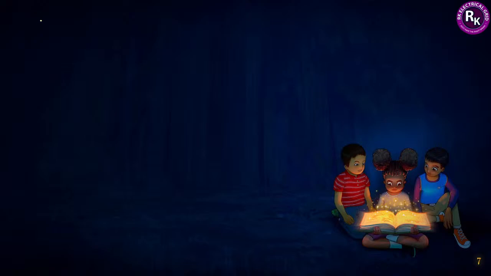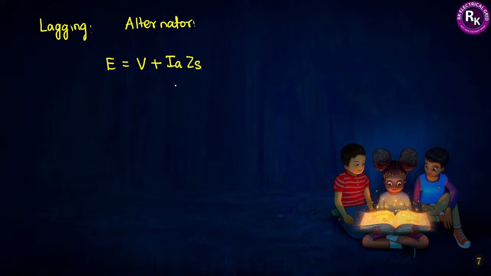If I take the nature of the load as lagging, then for the alternator the phasor diagram can be simply drawn. In alternator we know E is equal to supply voltage V plus Ia into Zs. That is the simple form of bringing the relation between external voltage and internal voltage. E stands for induced voltage. This is per phase voltage V plus armature current Ia, which in detail can be written as Ia at an angle of phi, the power factor angle.